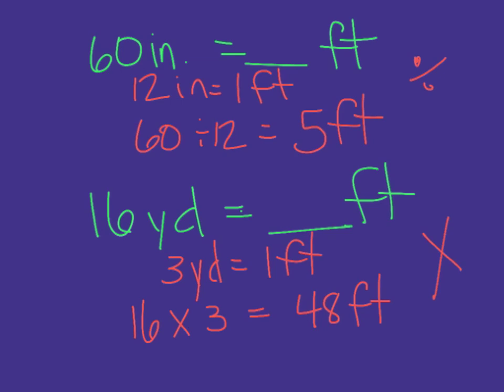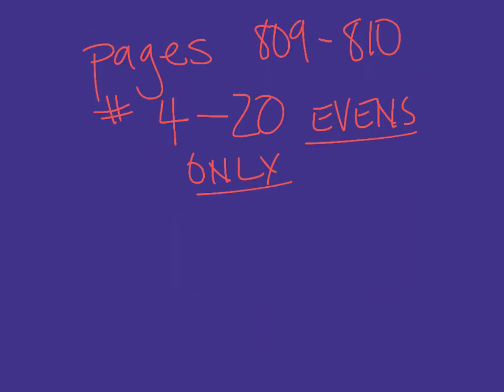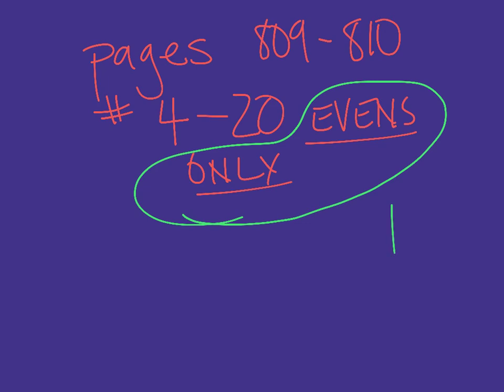Alright, let's try one more thing. Alrighty, so now I'd like you to do some independent work. I'm going to have you complete textbook pages 809 through 810, numbers 4 through 20, evens only. Remember, I'm talking evens only, so this is the part you want to make sure you pay attention to. And then when you're done, I'm going to have a picture of the answers on Schoology that I'll attach. So wait till you finish the problems, then check your work.